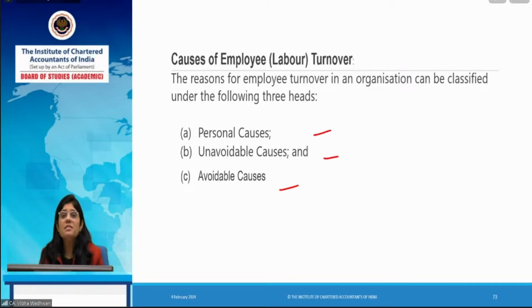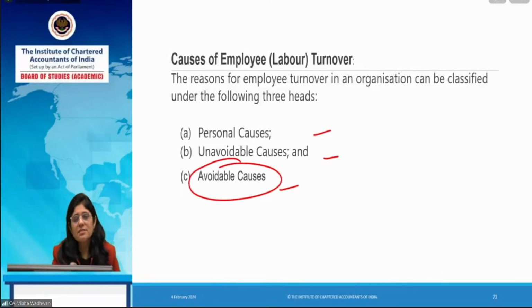Unavoidable causes means management, organization is telling you to leave, business नहीं है, sales नहीं है, business बंद हुआ है, off season है, so the management is asking you to leave. Again, यहाँ पे भी management बहुत ज्यादा कुछ help नहीं कर सकते, यहाँ पे भी turnover होगा. So in personal causes, management cannot avoid the turnover to a certain extent. Unavoidable causes, the management again can't avoid it to a certain extent. Only the avoidable causes जहां पे management can control the labor turnover.